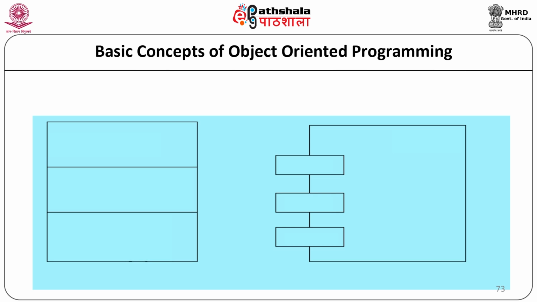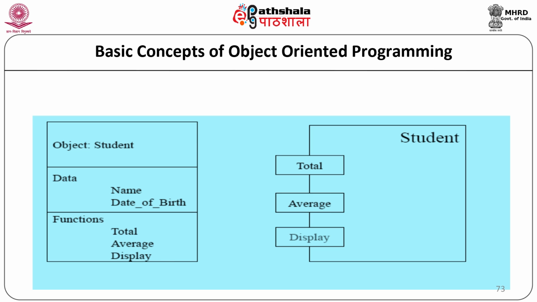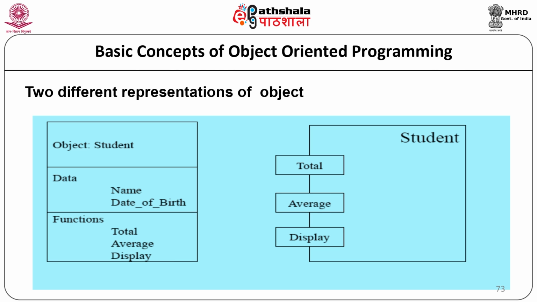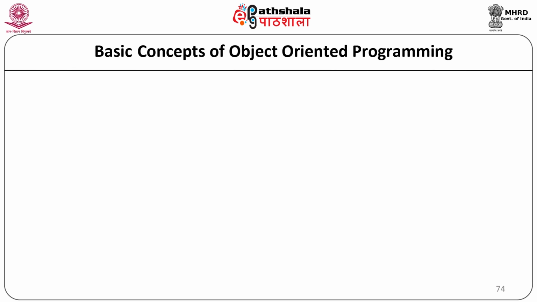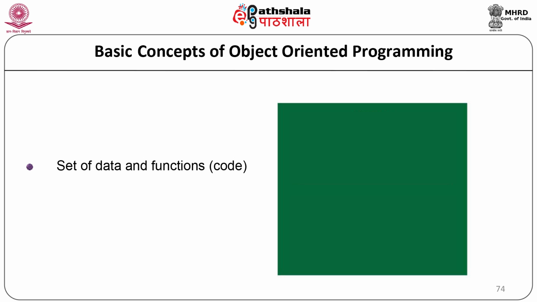The two different representations of an object can be represented in the figure as follows. In the figure, the object student is shown with its data and information. We can use any one of the representations. The objects contain data and code to manipulate their data.